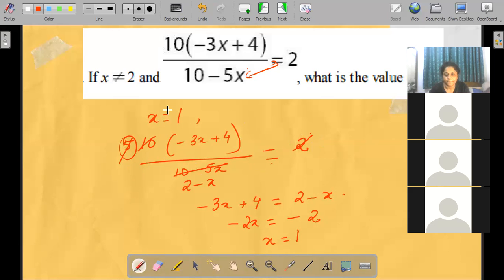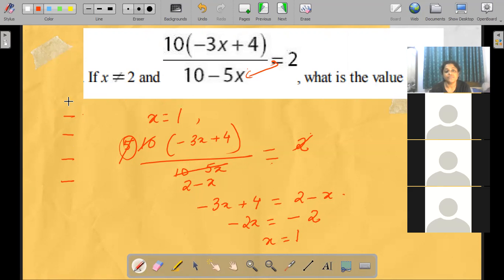Ma'am, I tried the substitution method. Again, very good that you know the substitution method, but Shraddha, the substitution method only works when you have options given to you. Ma'am, as they have given that x is not equal to 2, I thought we'll try it with 1, and I got the answer. Yes, this was a very easy problem. That's why 1 worked for you, and so immediately you got the answer.